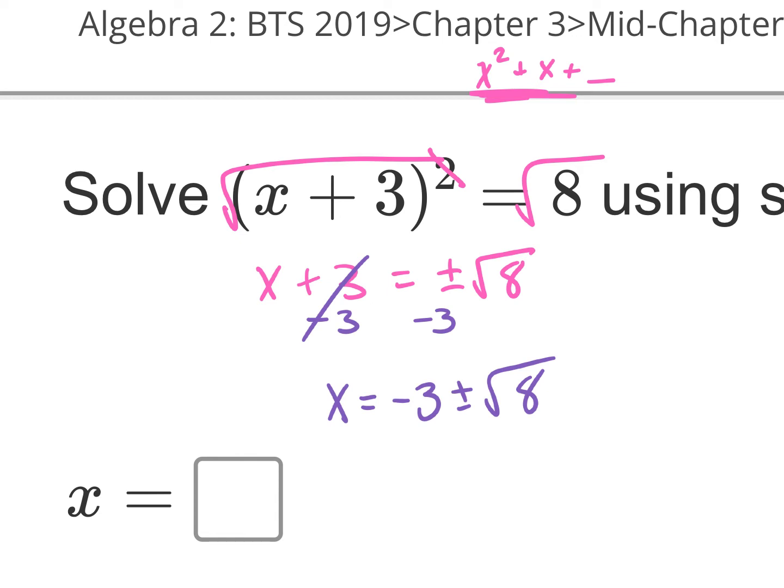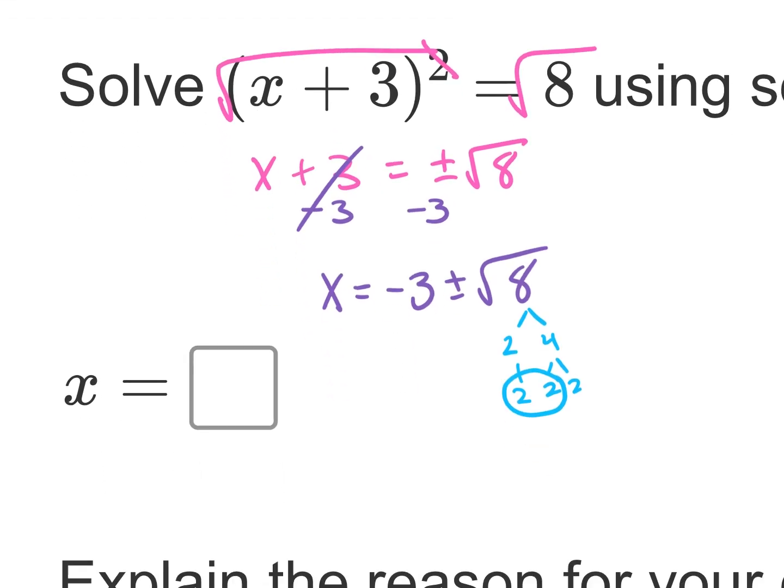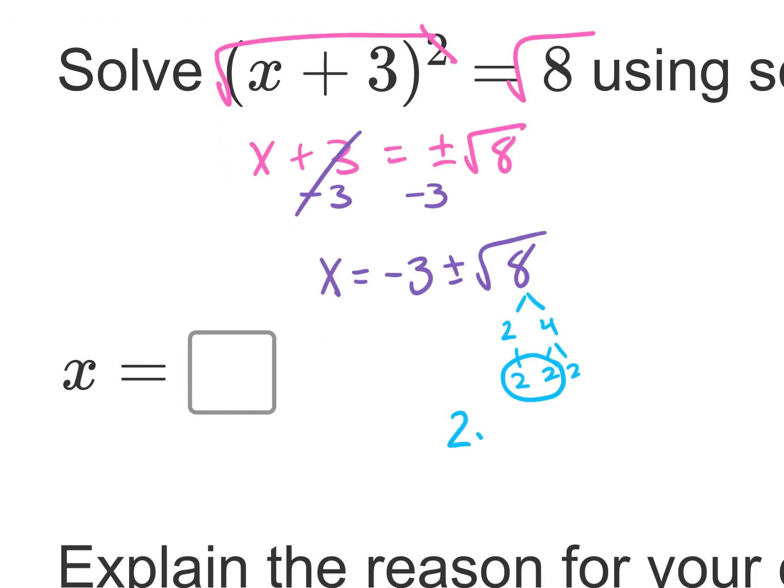But can I simplify square root 8? What are two factors of 8? 2 and 4. And two factors of 4? 2 and 2. So I would circle what? 2 2's. So what comes to the outside? A 2. And what stays on the inside? 2. So this would be negative 3 plus or minus 2 square root 2.